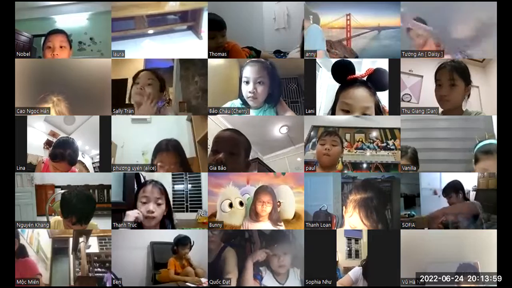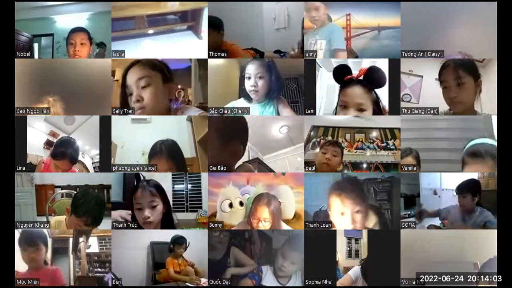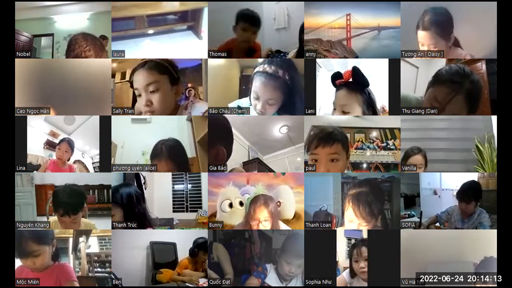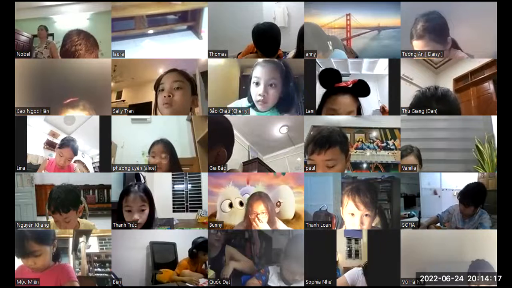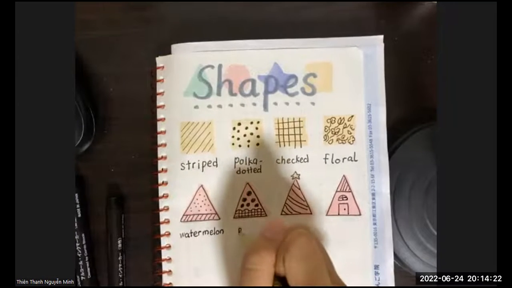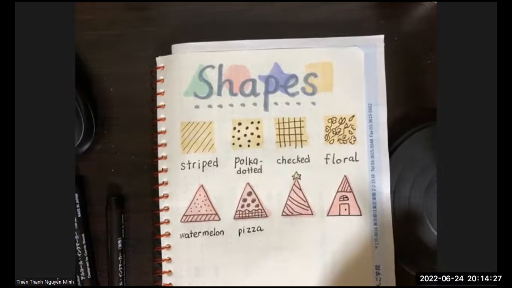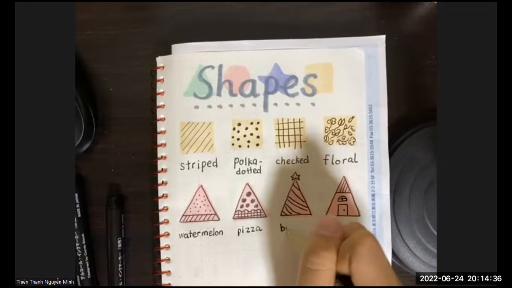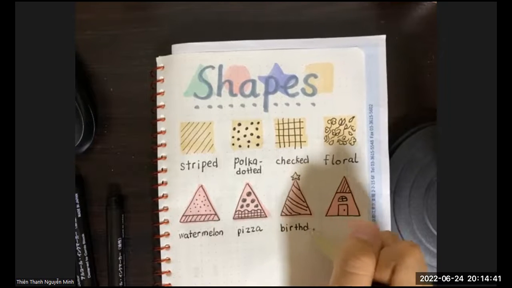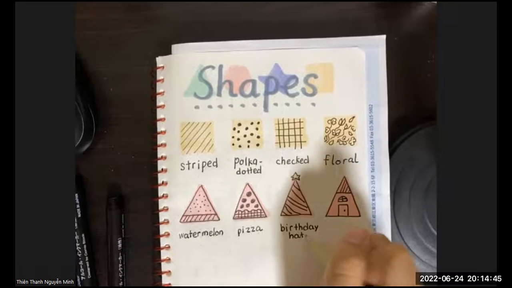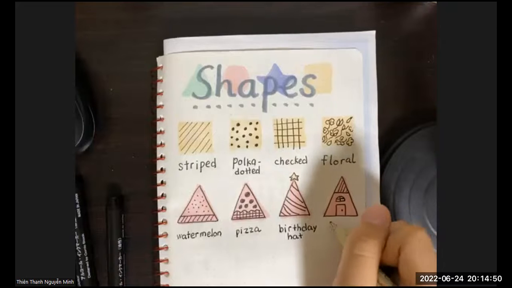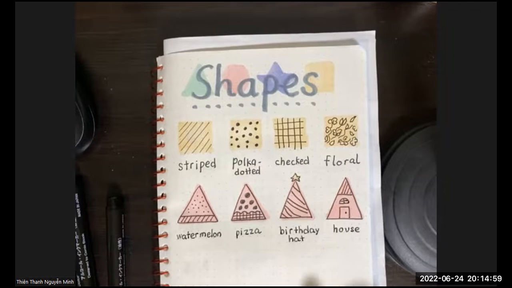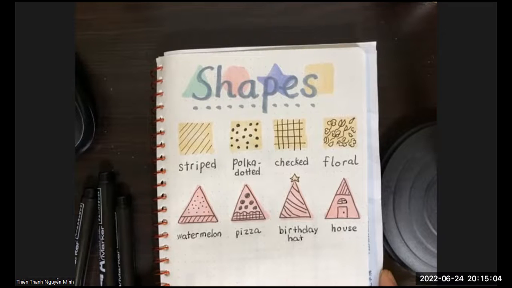The first one is a watermelon, right? Watermelon. W-A-T-E-R-M-E-L-O-N, watermelon. This one is pizza, right? P-I-Z-Z-A. This one is birthday hat. B-I-R-T-H-D-A-Y, H-A-T is a birthday hat. And the last one is a house. H-O-U-S-E. Yeah, so the shape is triangle.